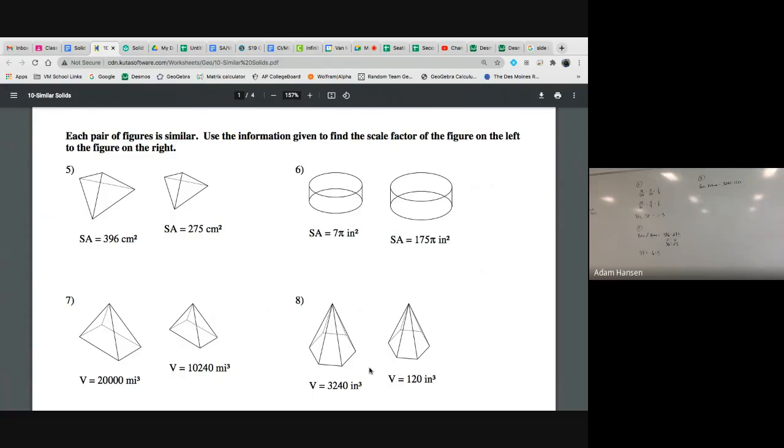Before I cube root, I bet I'll make my life easier if I can reduce this first. I need to reduce 3240 to 120. What would you reduce it by? Well, I can probably take out the 0. This is 324 to 12. What is 324 divided by 12? 27.